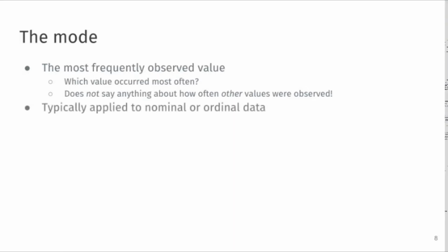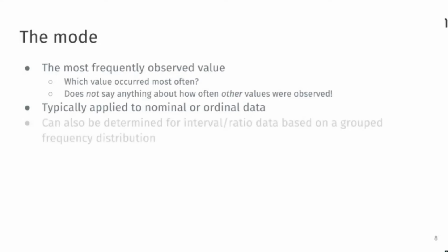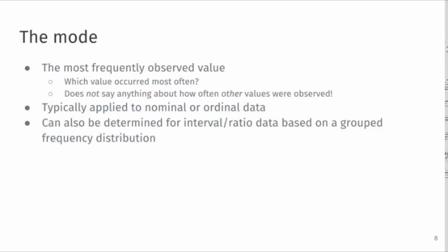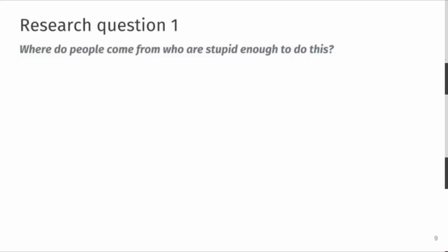So we usually apply it to nominal or ordinal data because those are things where we have very clear, discrete observations that can't blend together in any way. But it can also be determined for interval or ratio data if we're using a grouped frequency distribution, which we'll see an example of later on.